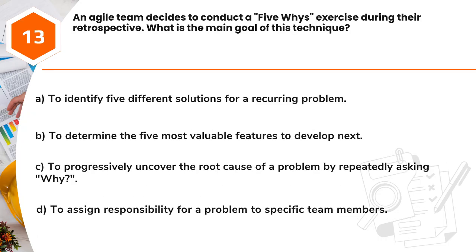Question 13. An agile team decides to conduct a 5 whys exercise during their retrospective. What is the main goal of this technique? A. To identify 5 different solutions for a recurring problem. B. To determine the 5 most valuable features to develop next. C. To progressively uncover the root cause of a problem by repeatedly asking why. D. To assign responsibility for a problem to specific team members.